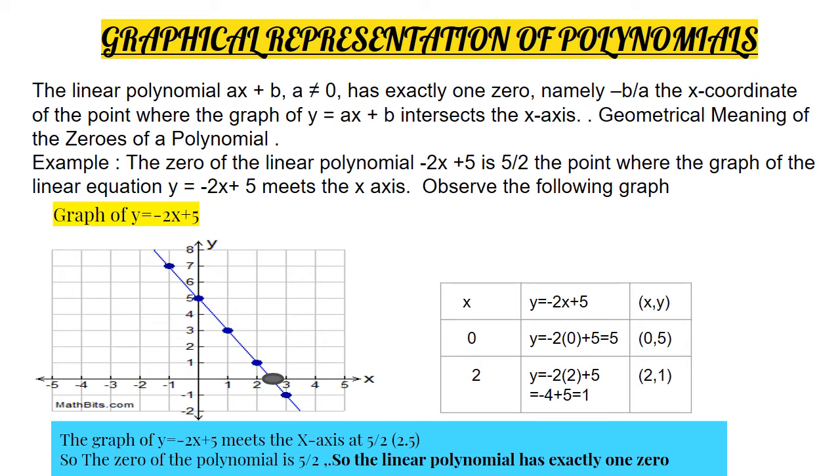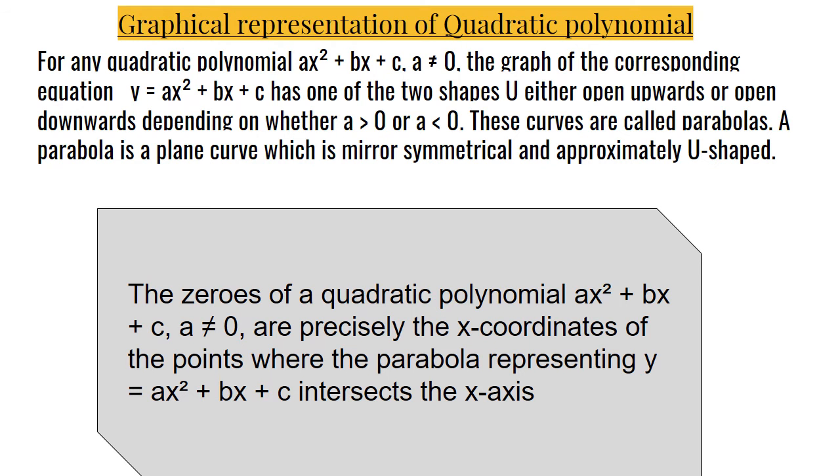Graphical representation, what is zero here? Where the graph which we drew intersects the x-axis, that point is known as the zero of the polynomial. In the previous slide, we discussed the graphical representation of a linear polynomial.